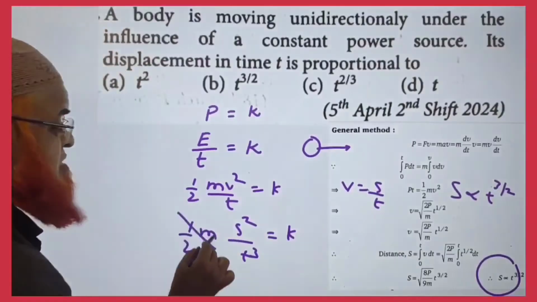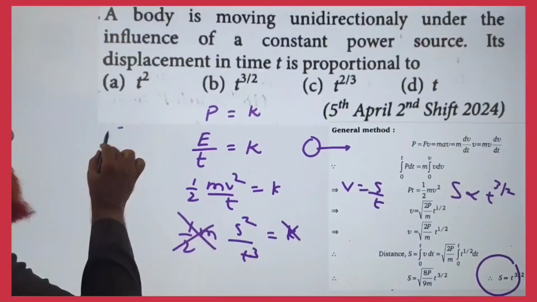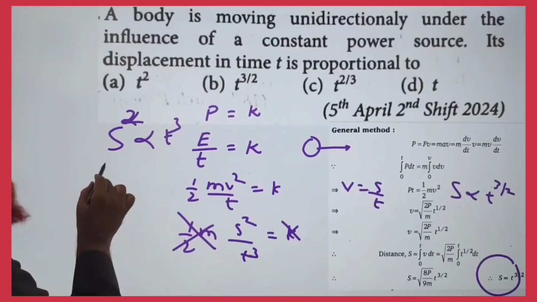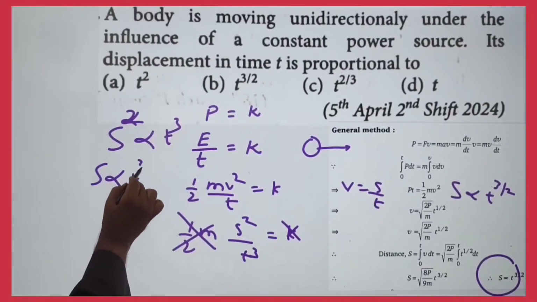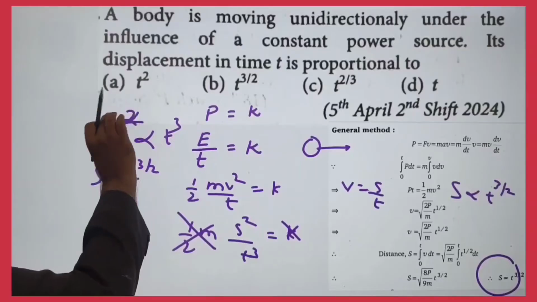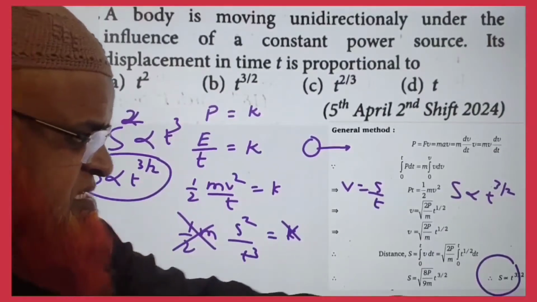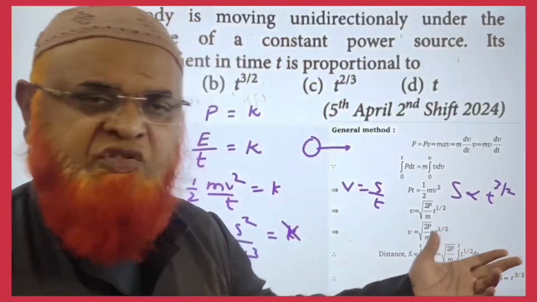From this it is understood that mass is constant, this is also constant. S square is directly proportional to t cube. That means s is directly proportional to t power of 3 by 2. This 2 goes to that side, becoming t power 3 by 2. So s is directly proportional to t power 3 by 2 is your answer.